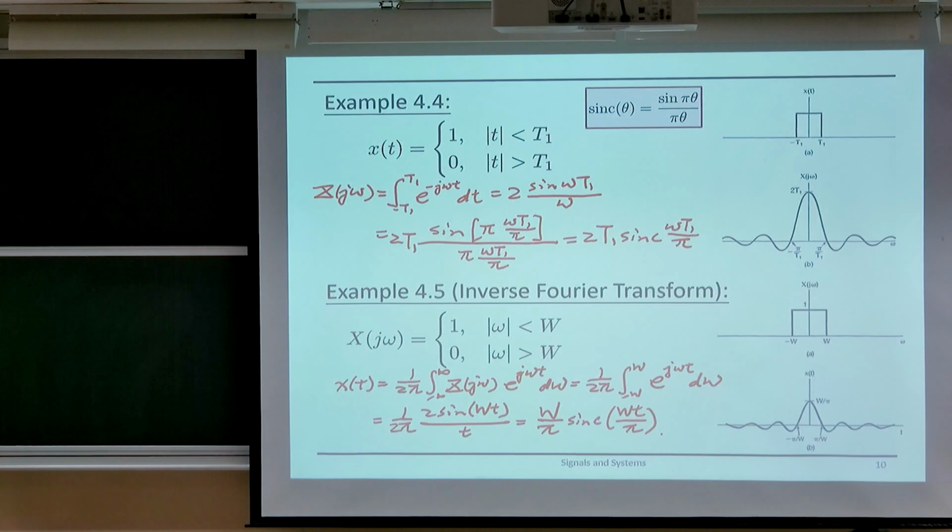All right, so this property actually holds more generally. This is what we call duality. You observe a duality between the time and frequency domain.